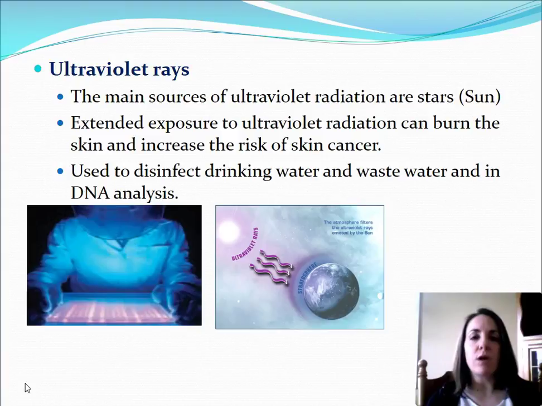Our main source on Earth of ultraviolet radiation is our sun, so it's stars. And ultraviolet radiation is more dangerous if we're exposed to it for an extended period of time, right? We know that when we stay out in the sun without sunscreen, we can get sunburns, and so it can actually cause damage to our skin and our cells, and it can increase our risk of skin cancer.